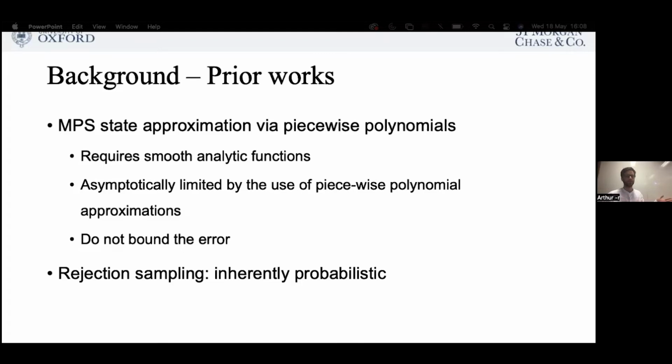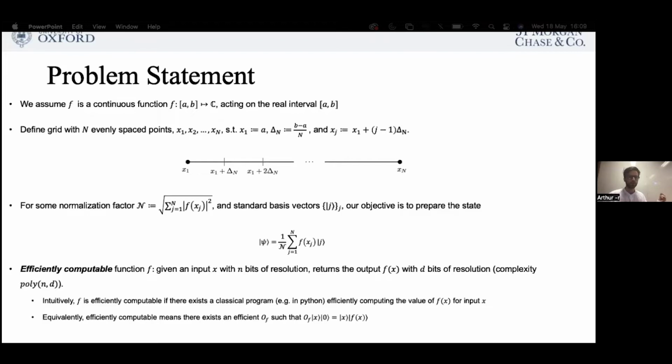Then there are techniques such as rejection sampling, which have similar asymptotic properties as the algorithm we present in this work, but they're inherently probabilistic. Okay, so now I'm going to quickly formally state the problem that we're trying to solve, and then I'll state the main result.